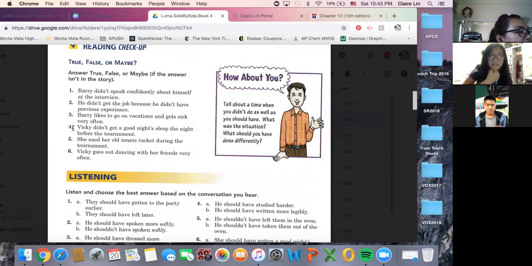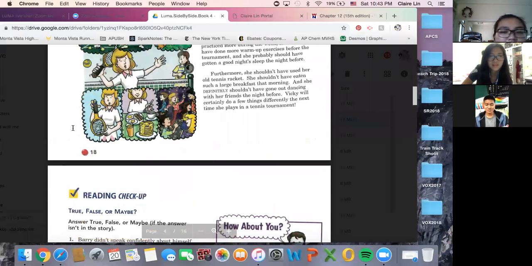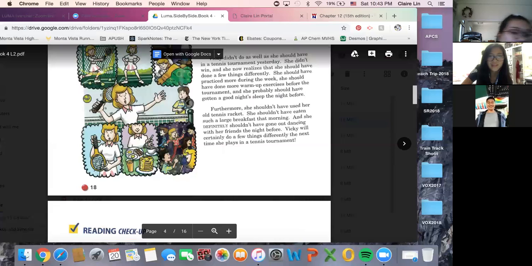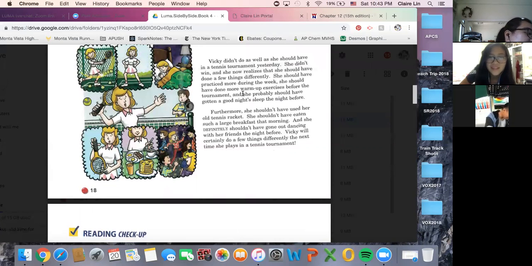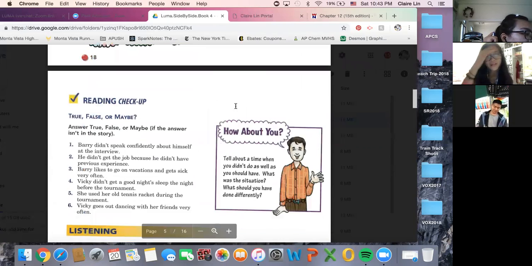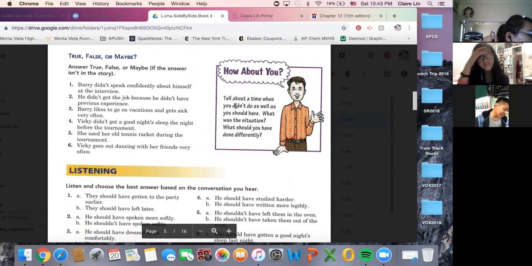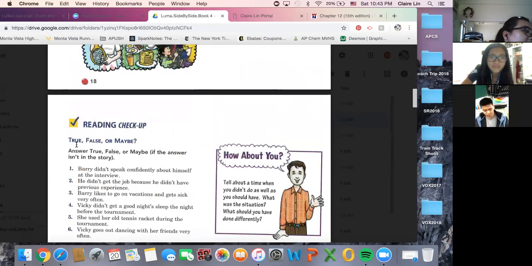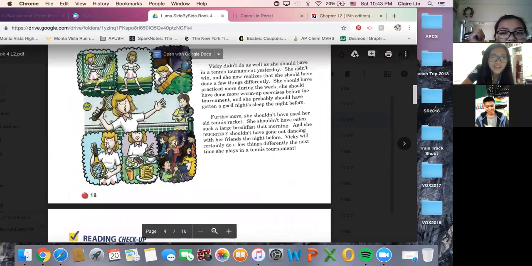Number 4. Vicky didn't get a good night's sleep the night before the tournament. Maybe. It's actually yes, I think. It says, and she probably should have gotten a good night's sleep the night before. So that means that she didn't get a good night's sleep the night before. Yes. Okay. Number 5. She used her old tennis racket during the tournament. Yes. Okay, good. Number 6. Vicky goes out dancing with her friends very often. Maybe. Okay, yes. I think you guys got it.